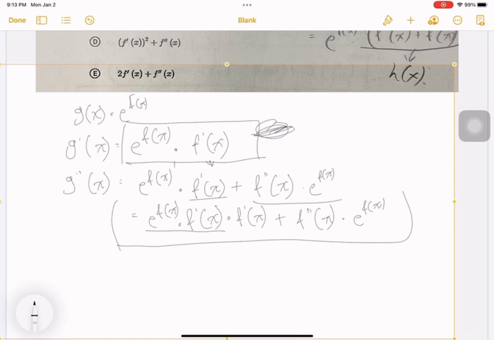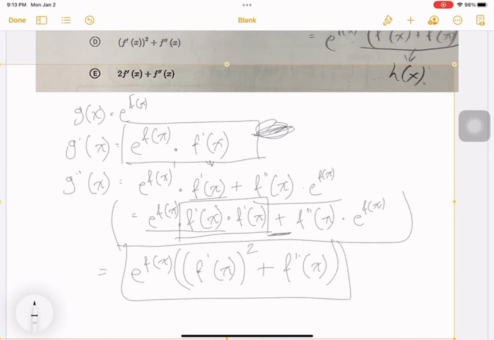Now we know that is being added here and both sides have e to the f of x, so we can factor out e to the f of x out of this thing. And then we see that these are common and they're being multiplied with one another, so we can write that as f prime of x squared, right, plus f prime prime of x. And that is the simplified thing.